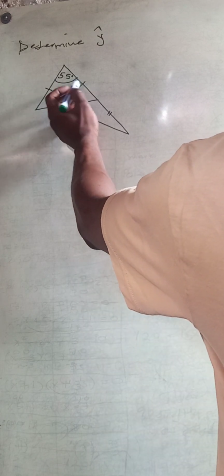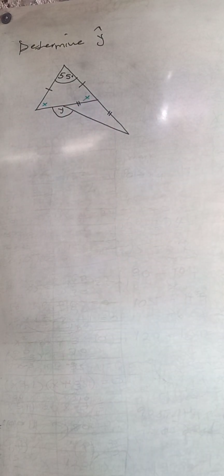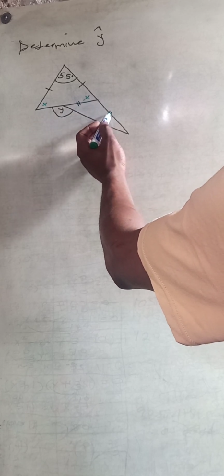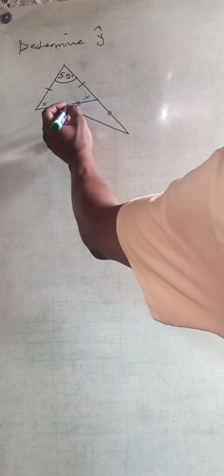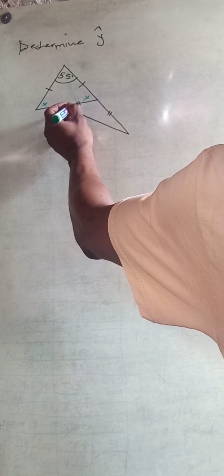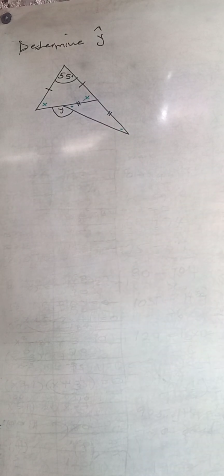So if this side is equal to this side, this angle is equal to this angle, right? Again here, if this side is equal to this side, therefore the base angles are equal. Let's put a dot here. This angle is also equal to this angle because they are base angles to equal sides.